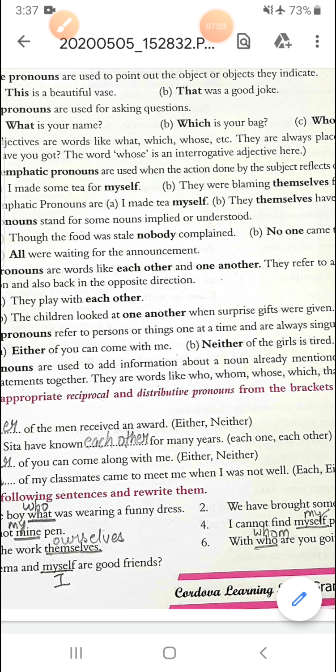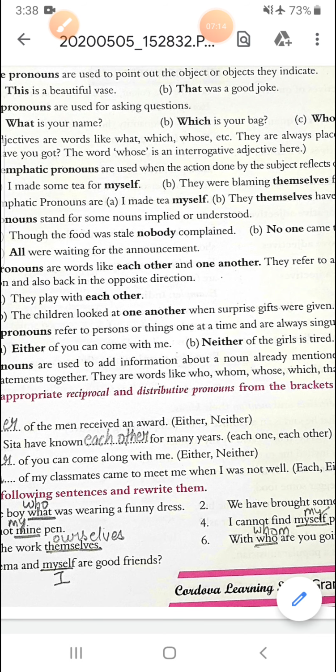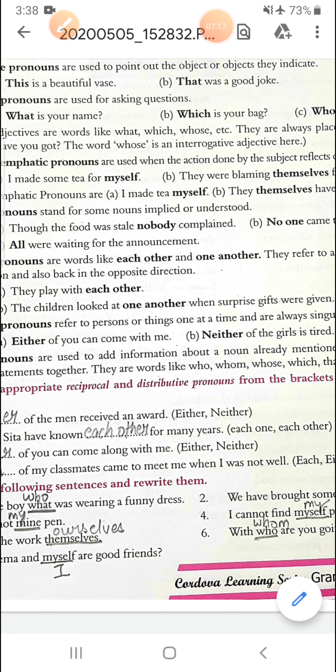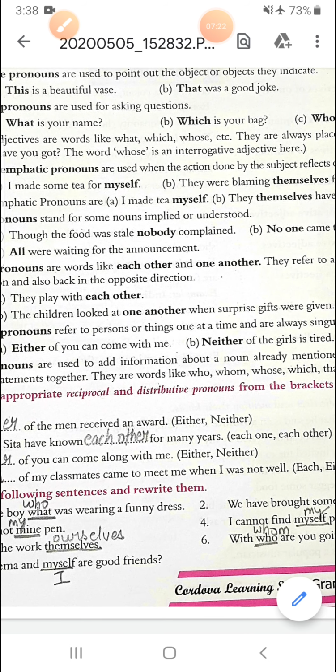You can see again after the verb this word himself has come, and not much emphasis we are giving. But when I say Ram himself will go, then you can see again next to the noun the word himself is there. So here we are giving more emphasis on Ram, that Ram himself will go.